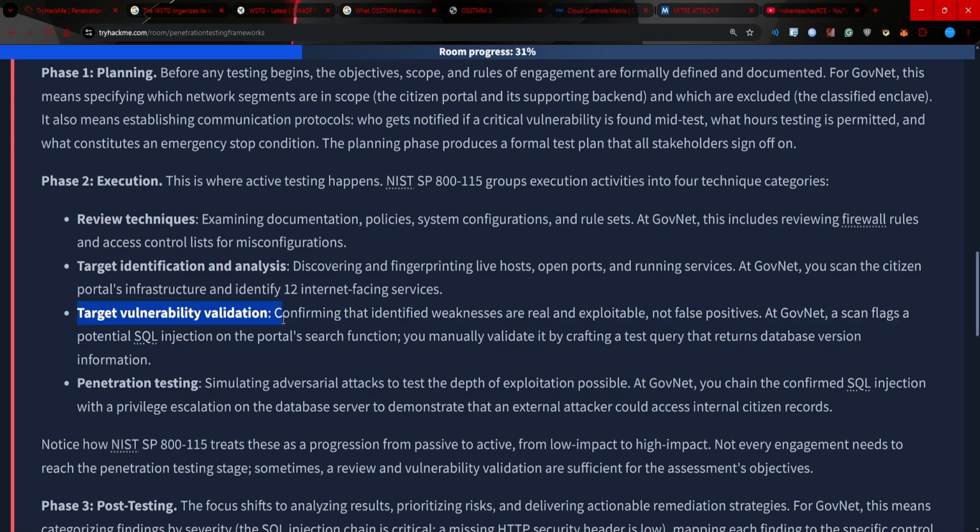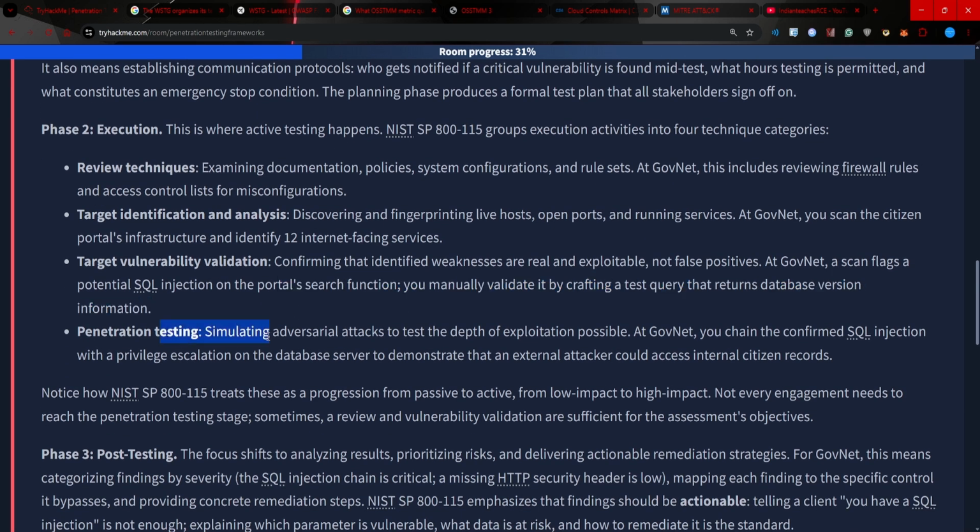Target vulnerability validation: confirming that identified weaknesses are real and exploitable, not false positives. At GovNet, a scan flags a potential SQL injection on the portal search function, and you manually validate it by crafting a test query that returns database version information. Penetration testing: simulating adversarial attacks to test the depth of exploitation possible. At GovNet, you chain the confirmed SQL injection with privilege escalation on the database server to demonstrate that an external attacker could access internal citizen records.